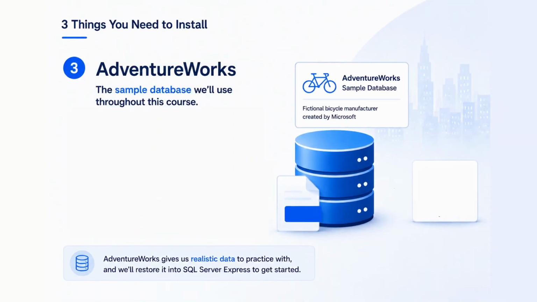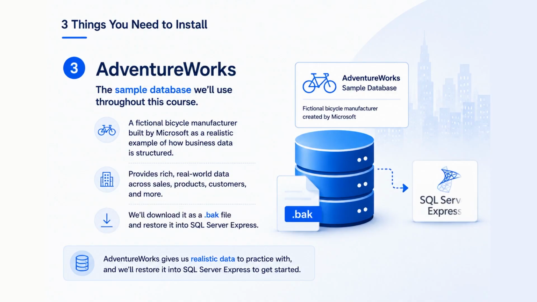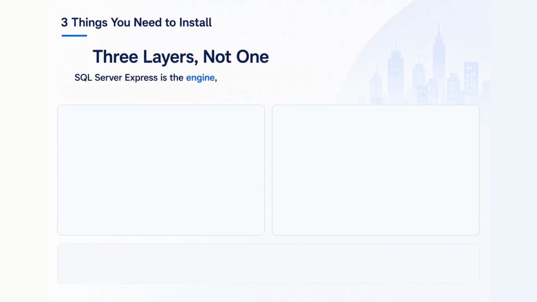AdventureWorks is the sample database we'll use throughout this course. It's a fictional bicycle manufacturer built by Microsoft as a realistic example of how business data is structured. We'll download it as a .bak file and restore it into SQL Server Express. So, SQL Server Express is the engine, SSMS is the interface, and AdventureWorks is the data.